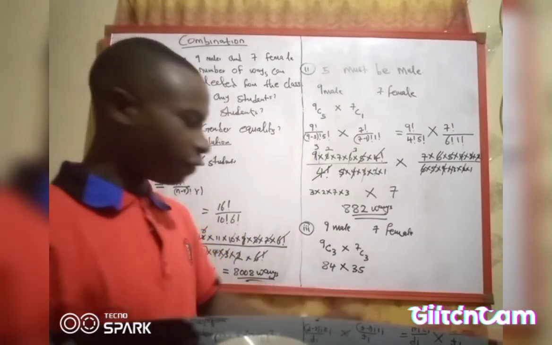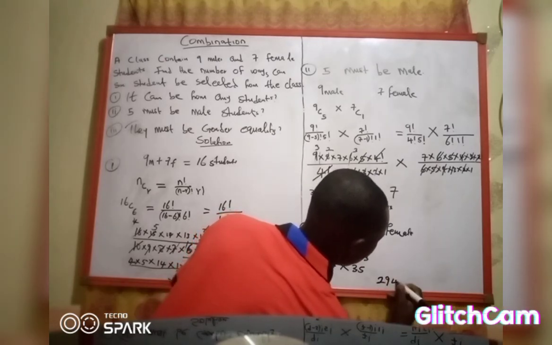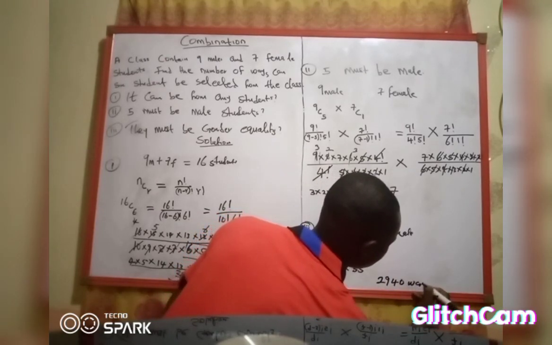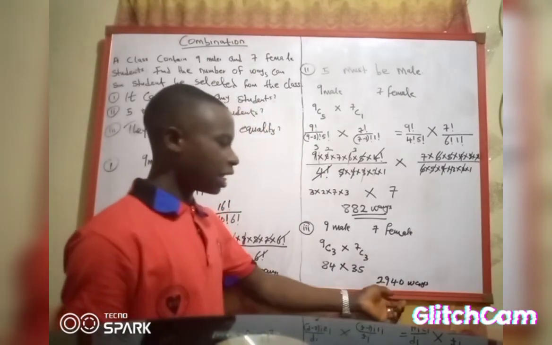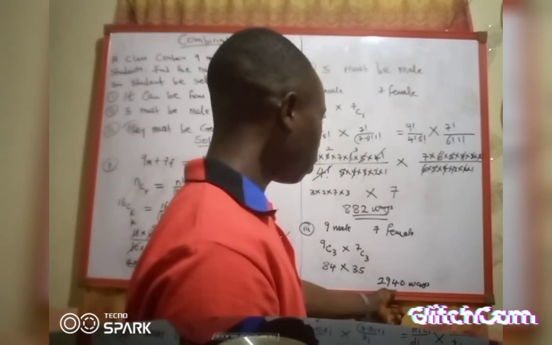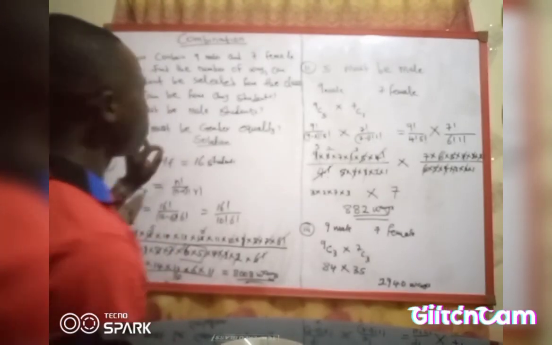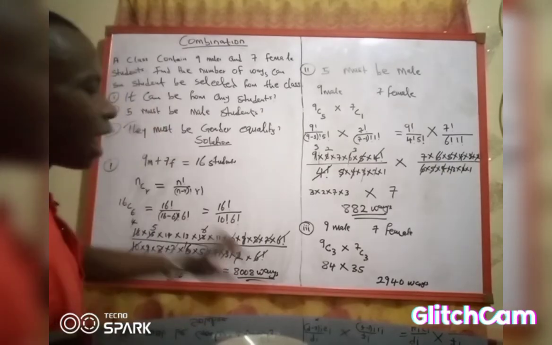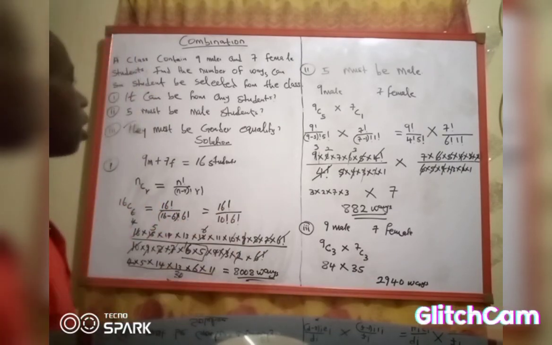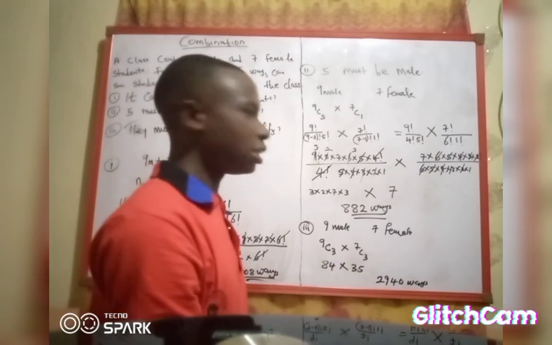If you follow what I solved and use this formula, 9 combination 3 gives 84, and 7 combination 3 gives 35. 84 times 35 is 2,940 ways. So we have 2,940 ways of selecting 3 from male students and 3 from female students, where the number of male students is 9 and the female is 7.